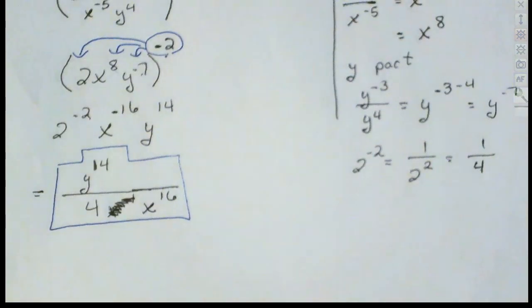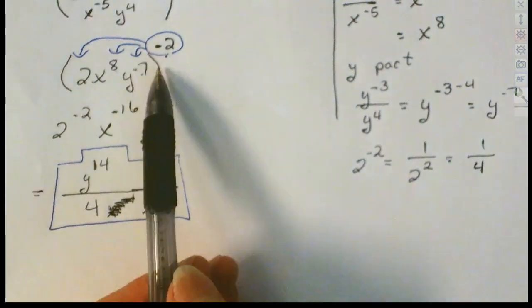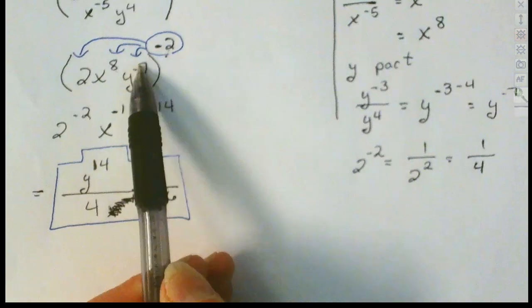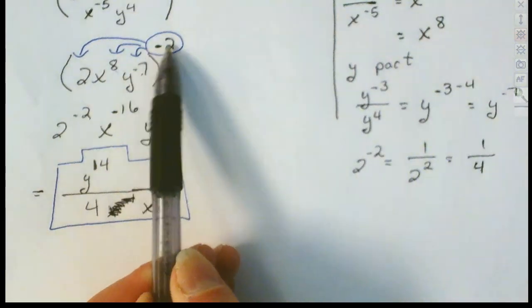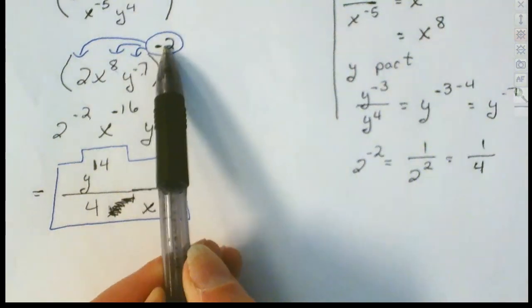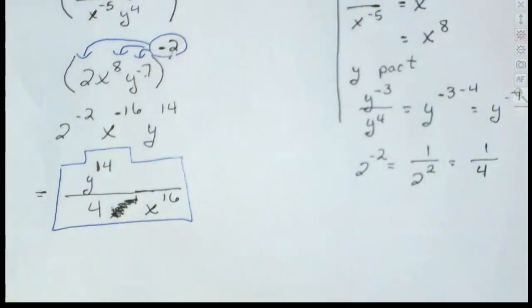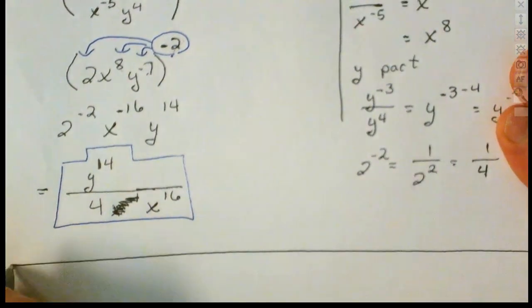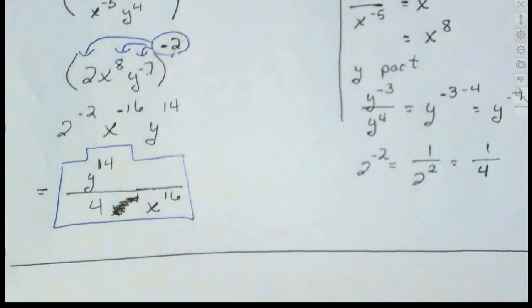Is everyone all right with that? So why did we multiply? We multiplied these powers here. Why? Because this 2 is up top. It's outside the parentheses and on the top. Okay, so that's 14. We've got 3 more of these to look at.